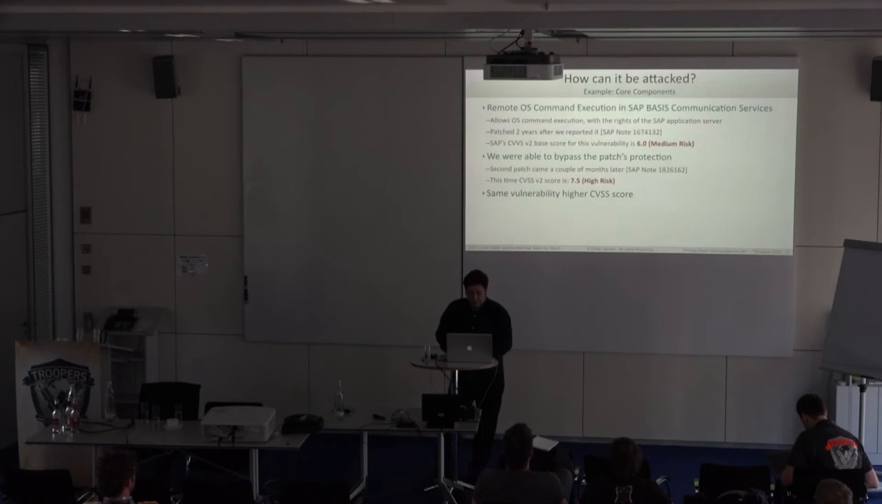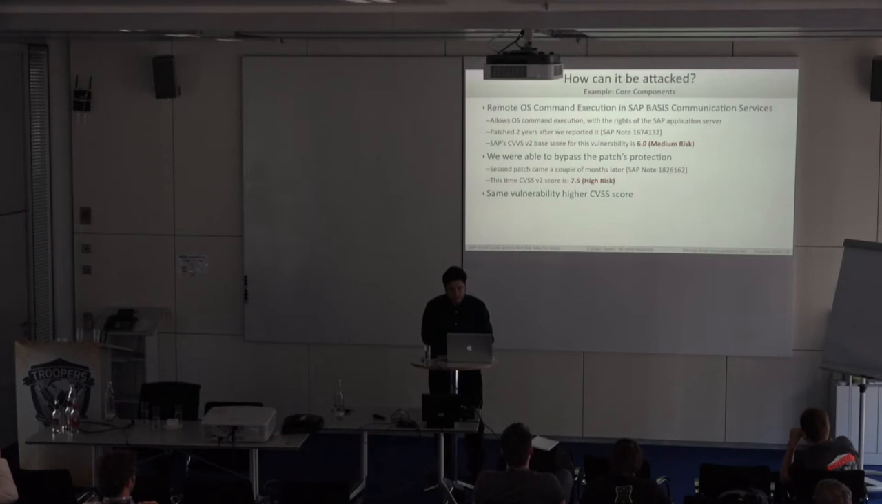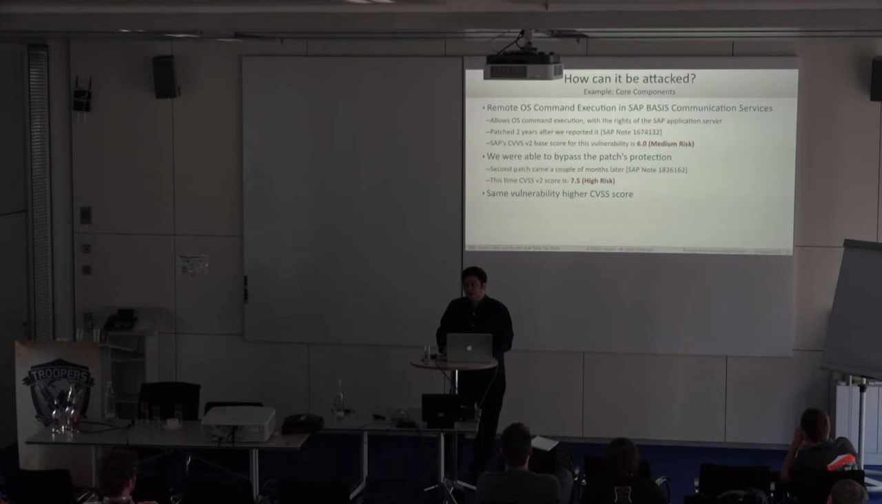The core components. Today there were numerous vulnerabilities presented regarding core components. I just want to give an example of one vulnerability which got patched after 2 years of communication. Initially when this was patched, the risk rating coming from SAP was actually 6.0. So this was the CVSS score. And what does this exploit do? It basically allows running operating system commands on the remote system with the application service user. So it's pretty much the full compromise.